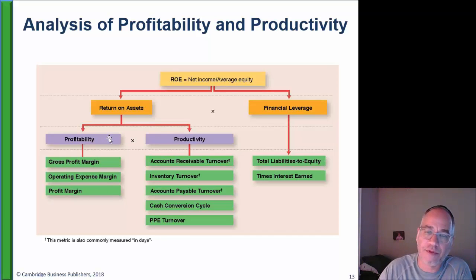But these top three levels that you see here, return on equity breaking into these two, return on assets breaking into profitability and productivity, is the key to understanding any company. And you can get a tremendous understanding of what a company is really doing just by calculating these numbers and looking at them carefully and comparing them with other companies.